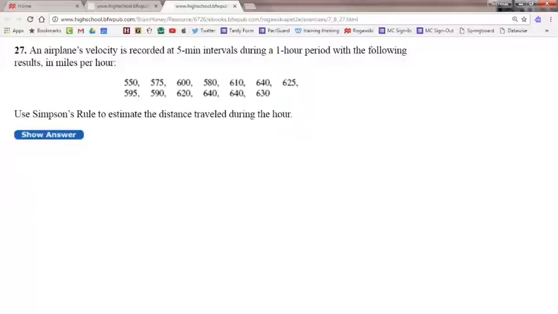So I didn't want you guys to use Simpson's rule. I want you guys to do the trapezoidal, the trap estimation.